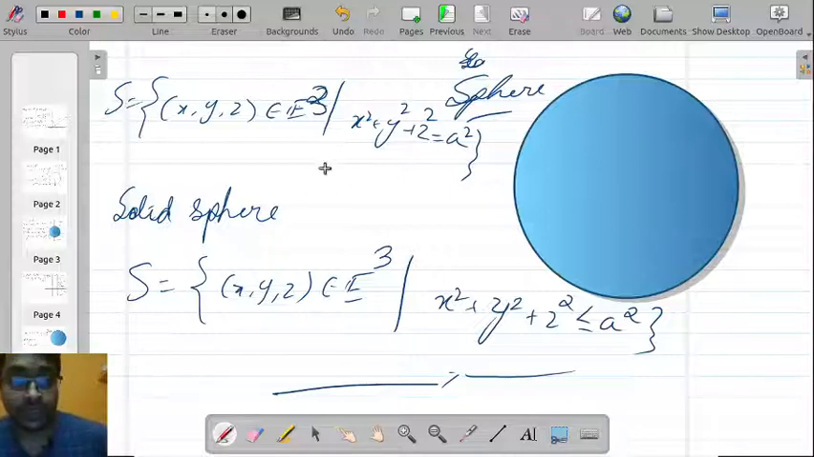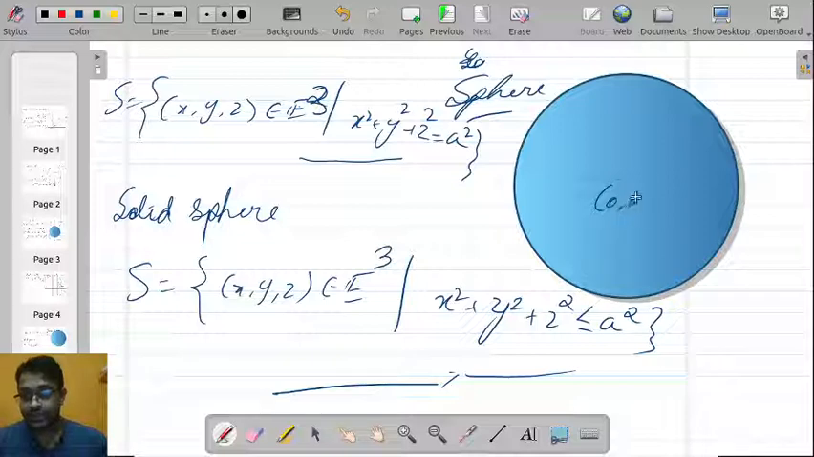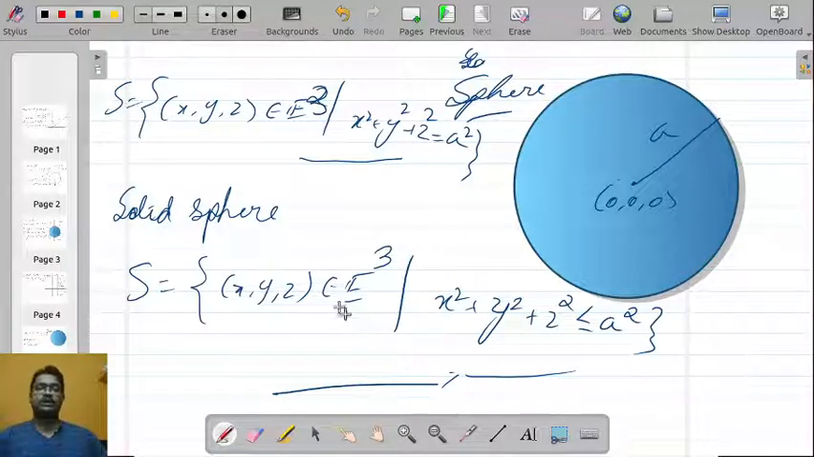Of course, this is the sphere with center at the origin, that is (0, 0, 0), and the radius is a. This is the sphere with center origin and radius a, that can be represented this way.